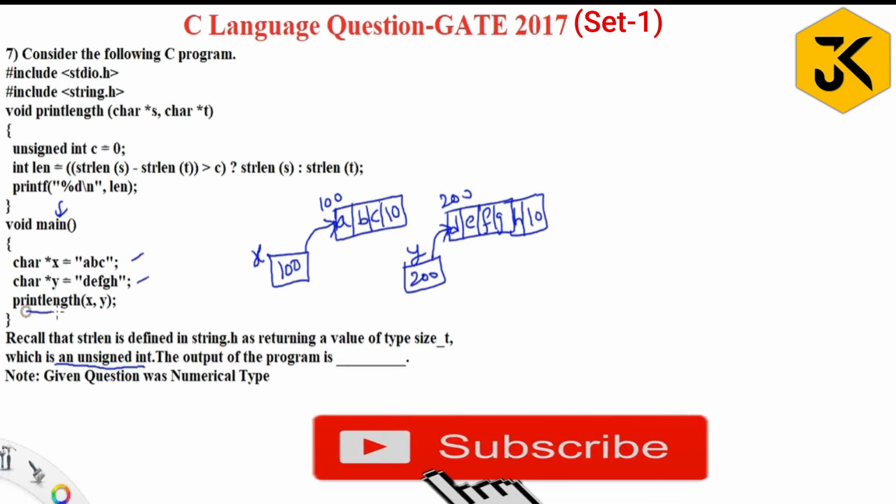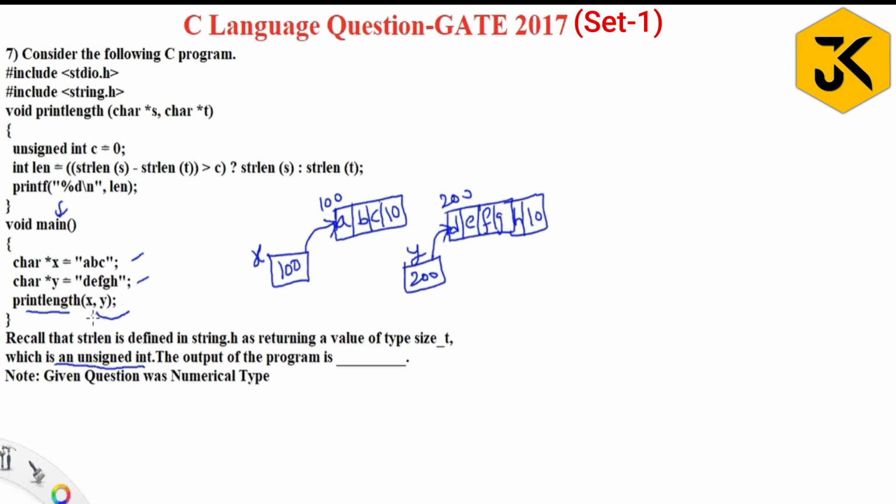Then it is going to call the function print length of x comma y, passing two parameters. The x value is 100 and the y value is 200, so those addresses are passed here. As they are addresses, they should be accepted by pointers. That is why they have defined a character pointer s and a character pointer t, which store 100 and 200. When it has address 100 it points here, and when it has address 200 it points here. Then it will move to the loop.